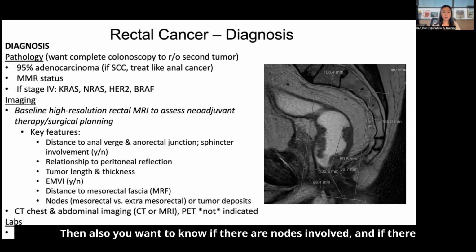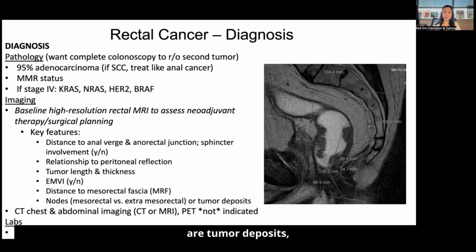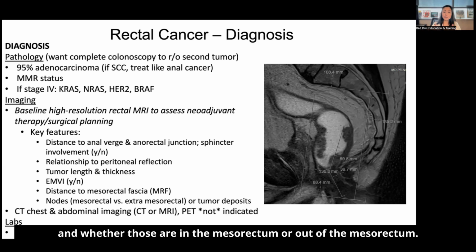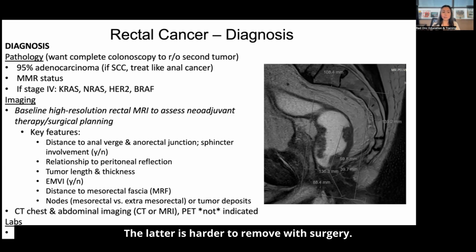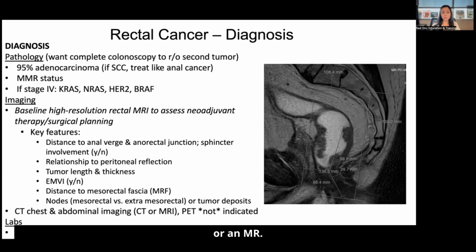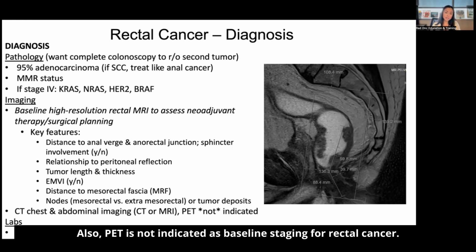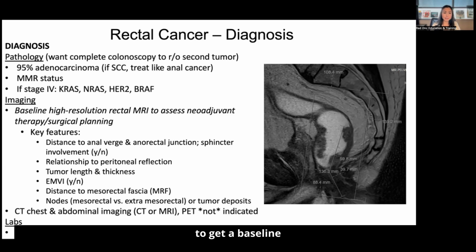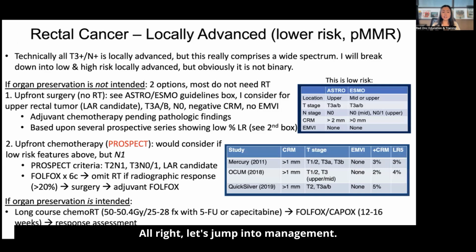Then also you want to know if there are nodes involved and if there are tumor deposits and whether those are in the mesorectum or out of the mesorectum. The latter is harder to remove with surgery. In addition to the MRI, you want to get a CT chest and abdominal imaging, either a CT or an MR. And also PET is not indicated as baseline staging for rectal cancer. The most common tumor marker for colorectal cancer is CEA, so you want to get a baseline CEA. So that's diagnosis. All right, let's jump into management.